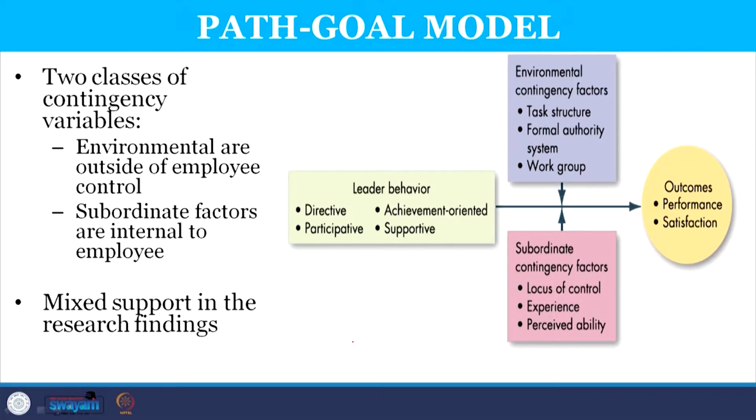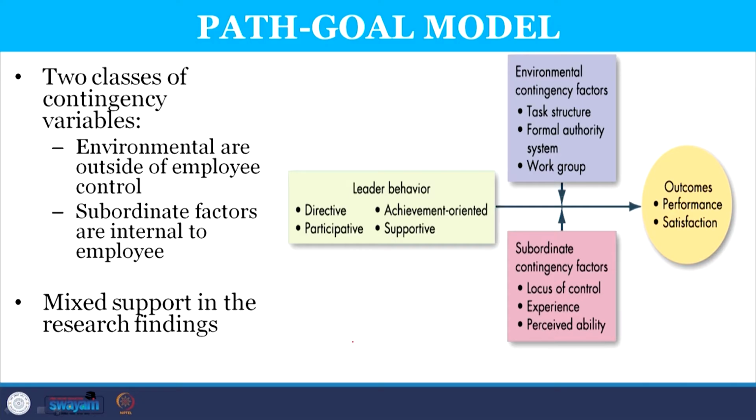So, in the path goal theory of leadership, there are 2 classes of contingency variables: one which is environmental and one which is internal. Environmental factors are outside of the employee's control, the variables which are not within the control of an employee. Subordinate factors are internal to the employee, that means the subordinate's behavior.